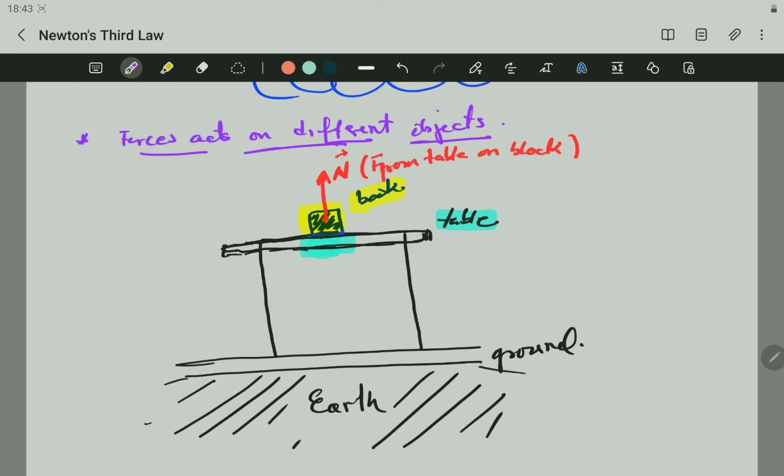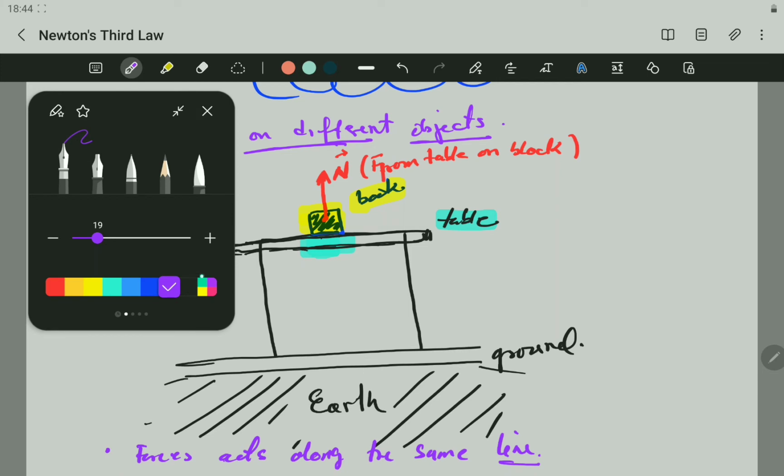Now, another property of the action-reaction pair is that they act along the same line. So I am going to write here at the bottom: the forces act along the same line.